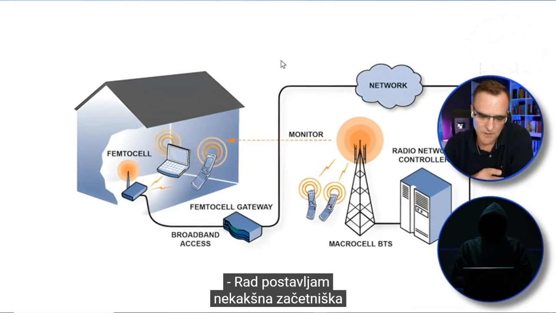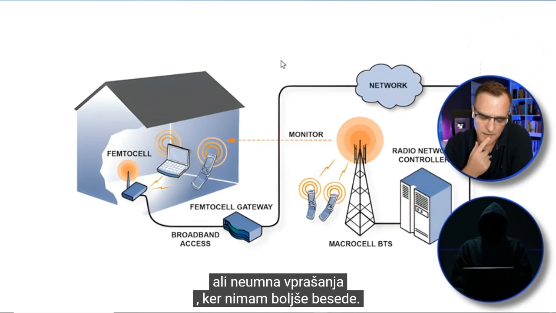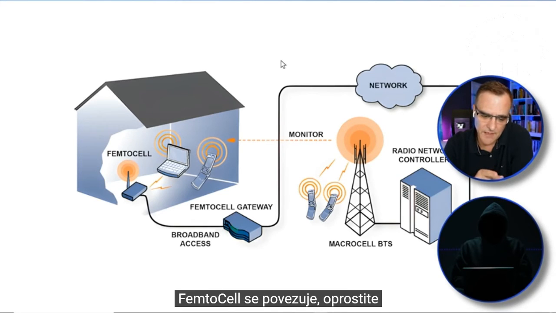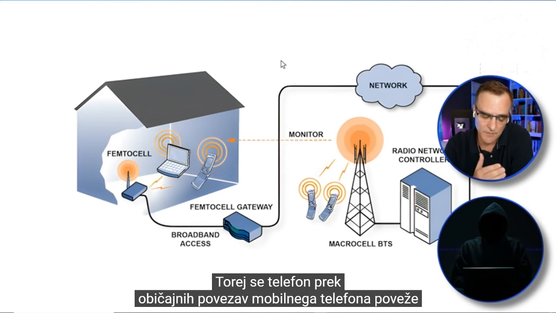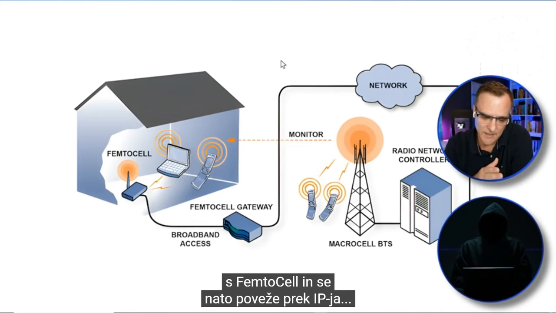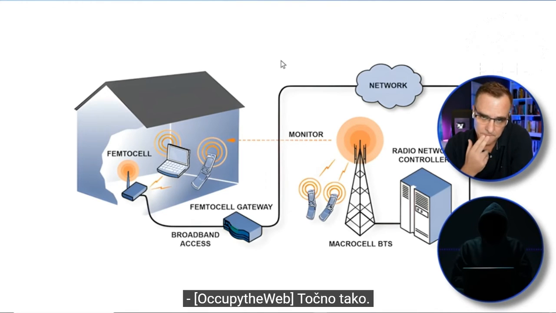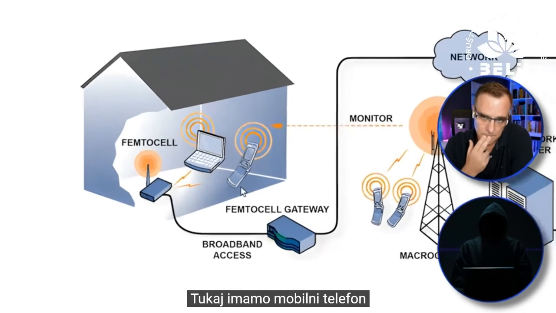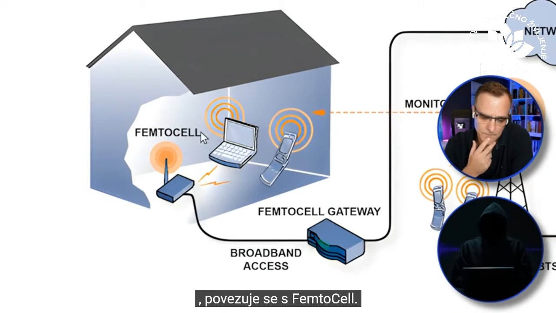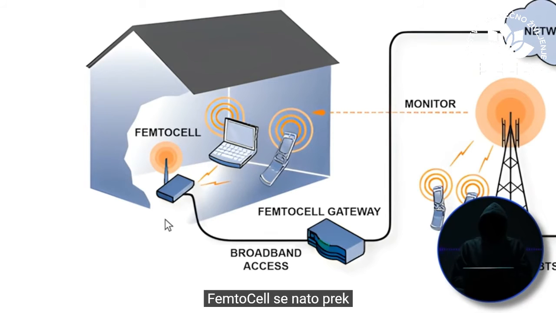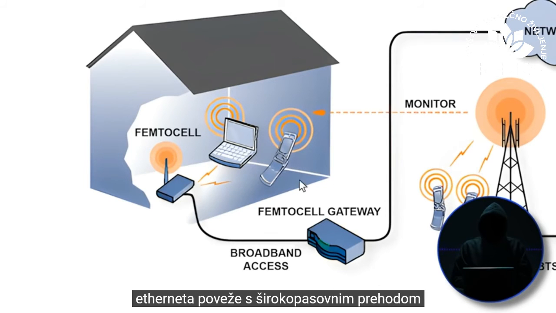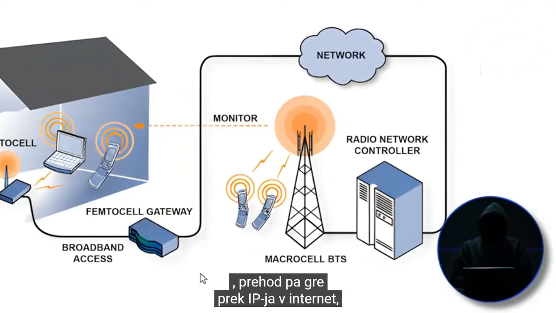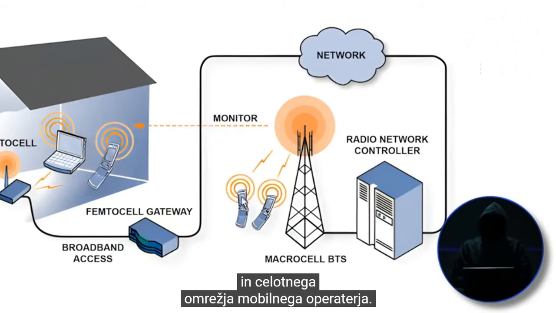I like to ask the beginner questions, or the dumb questions, for lack of a better word. The femtocell is using cell phone frequencies. So the phone connects via typical cell phone connections to the femtocell, and then it's connecting via IP. Right, exactly. So here you have the cell phone connecting to the femtocell. The femtocell then, via Ethernet, connects to the broadband gateway. The gateway then goes via IP out to the internet, to the radio network controller and the whole network of the mobile carrier.